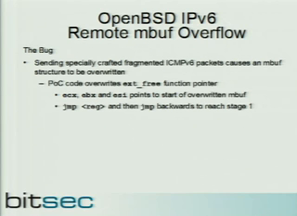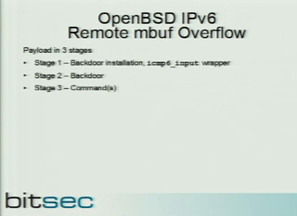This bug is triggered by sending specially crafted fragmented ICMPv6 packets, which causes an mbuf structure to be completely overwritten. Christer had already talked about taking control of the execution flow from there, so I won't take that again. ECX, EBX, and ESI all point to the start of the overwritten mbuf, so a jump ESI takes us to the beginning of that mbuf. From there we jump 200 bytes back to reach stage 1.